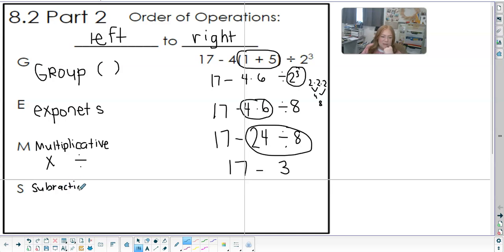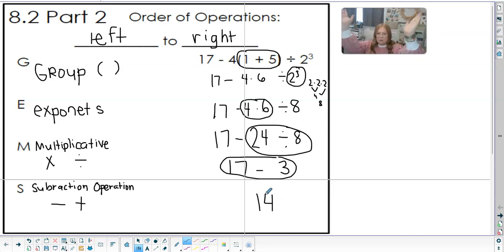Now we can do our subtraction operations. So the opposite of subtraction is addition. So we're either going to subtract or add. One's not more important than the other. We just do whichever one we come to first. And the only thing we have left is 17 minus 3 is 14. So you can see, right, we're making this upside down triangle, trying to funnel down to the answer there.